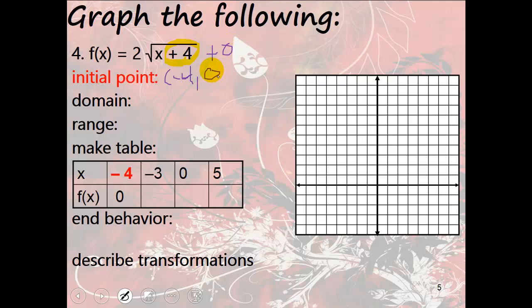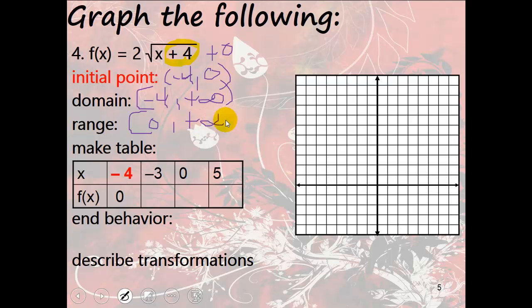You could always set your radicand greater than or equal to 0 and then plug it in. My domain is going to be negative 4 to positive infinity. My range is going to be 0 to positive infinity.